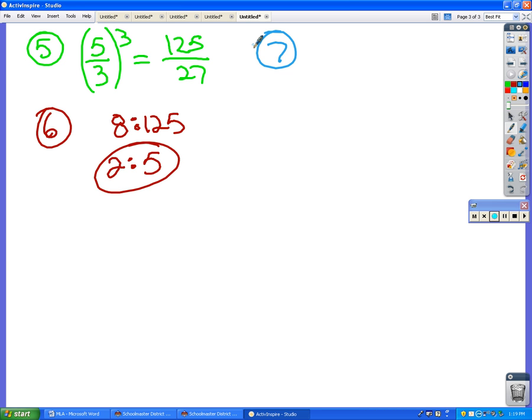It says the ratio of the weights of two spherical steel balls is 8 to 27. What is the ratio of their diameters? Well, what physical characteristic do you think weight is related to? Volume. Yeah, the more volume you have, the more you weigh.